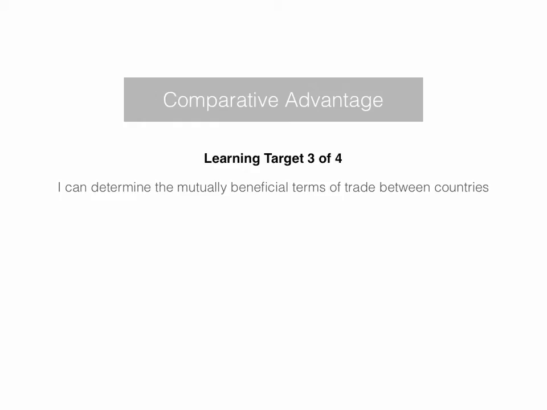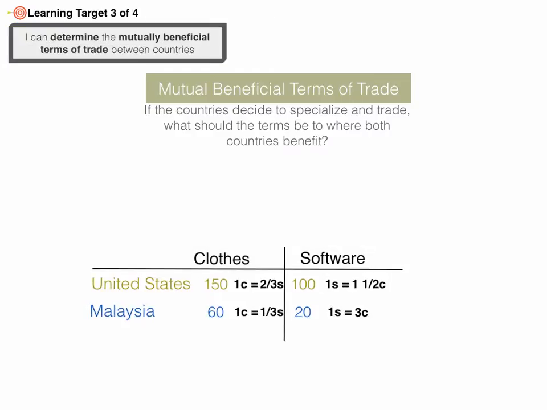This is video 304 on comparative advantage. Here I can determine the mutually beneficial terms of trade between countries. So we've said countries should specialize in the good that they have the comparative advantage in and then trade for the rest. This begs the question, what should the terms of trade be where both countries gain because of this transaction?